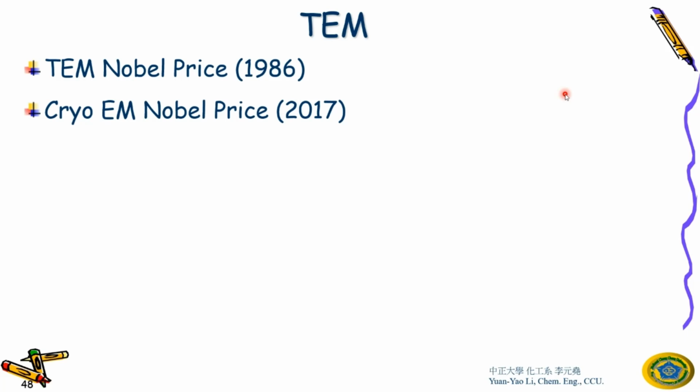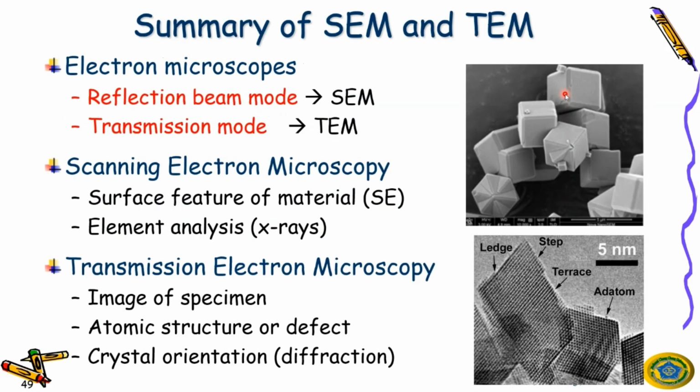Okay, of course TEM got a Nobel Prize, and again a few years ago, we have a kind of cryo-EM. Cryo means that the temperature goes to 77 Kelvin. You can see more details because you reduce the atomic vibration between atoms. So you see more details from an atomic point of view. So they got a Nobel Prize because they used this very good technique to observe many things. Right, so this is a summary of the SEM and TEM.